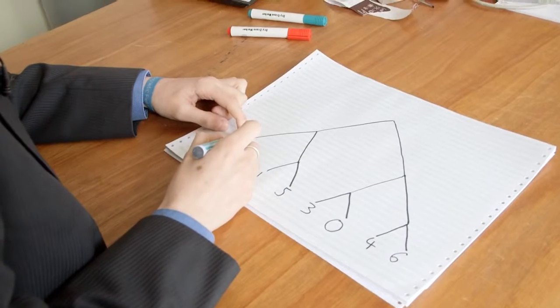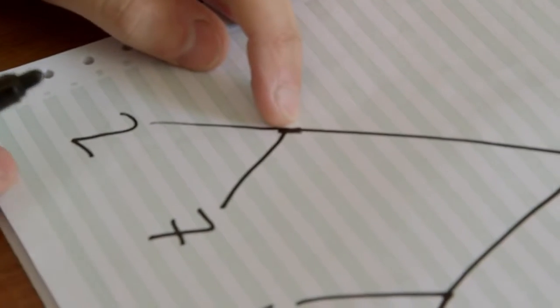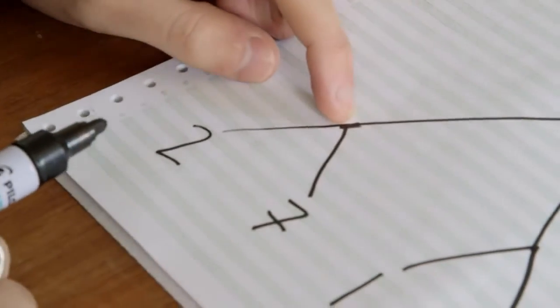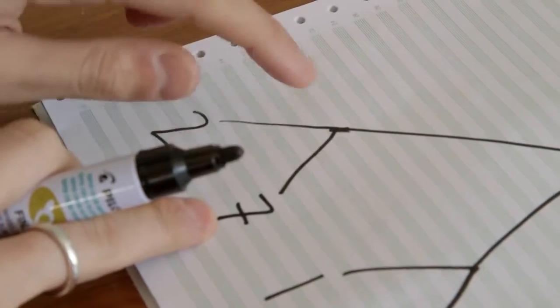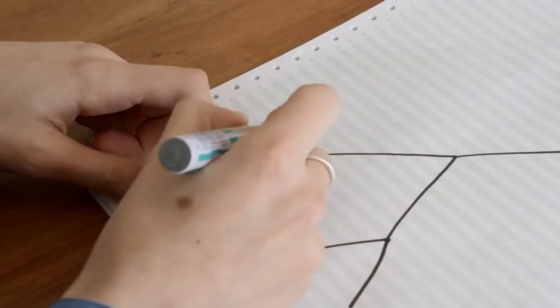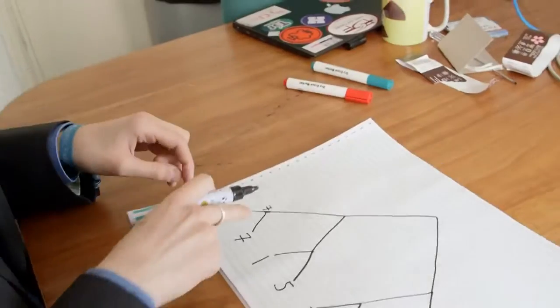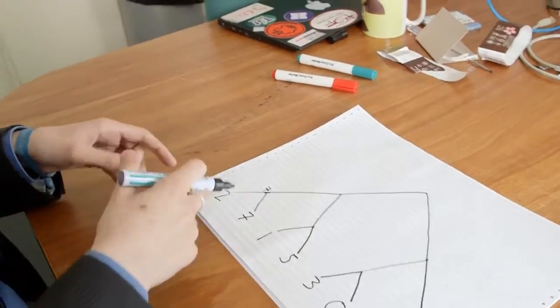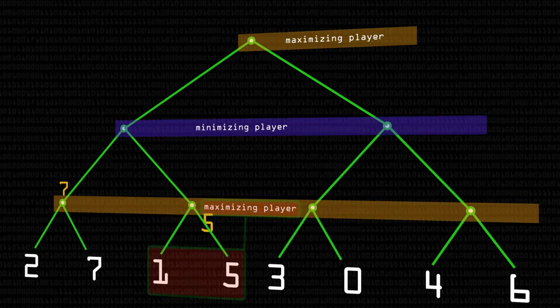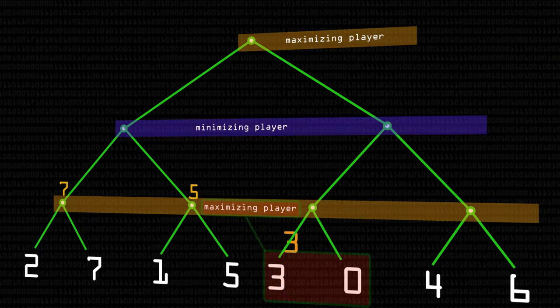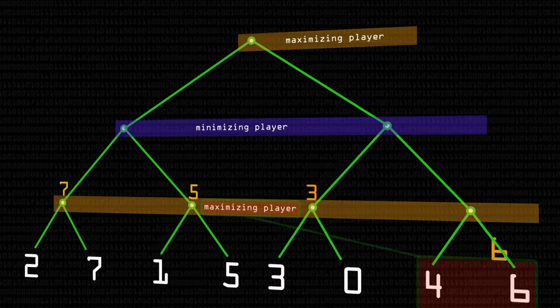So here, which way should I go? I should go with whichever one is bigger. It's the 7, right? So we can effectively call this a 7. It's not the end of the game, but the value of this node is effectively 7, because if this player directs us to there, the game will end with a 7. So you can do that in each case. So this one is a 5, because that's the bigger one. This one is a 3, and this one it's the 6.